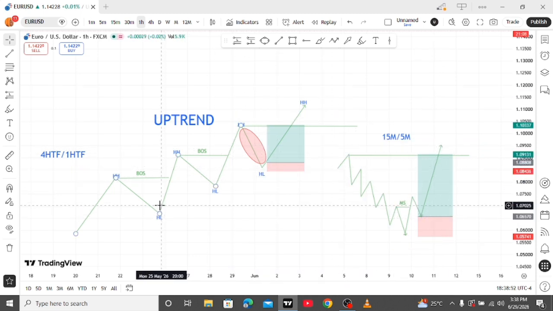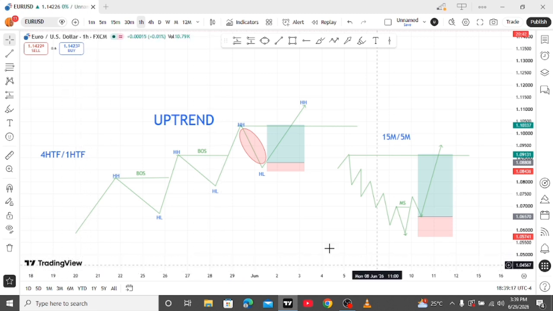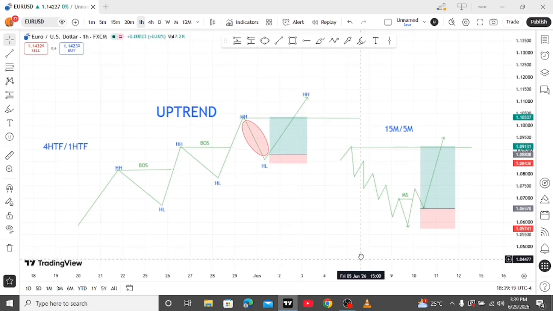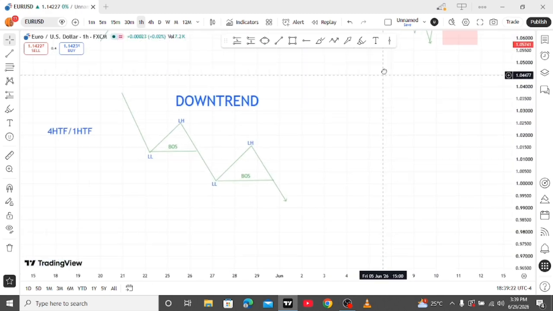Why? Because we followed the trend. So now you see why the trend is very important. If you don't follow the trend, this is where you might lose trade. So this is for the uptrend. Now let's go over to explain the downtrend.